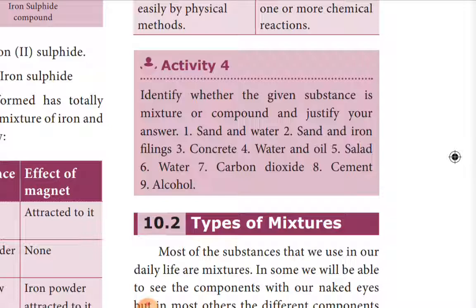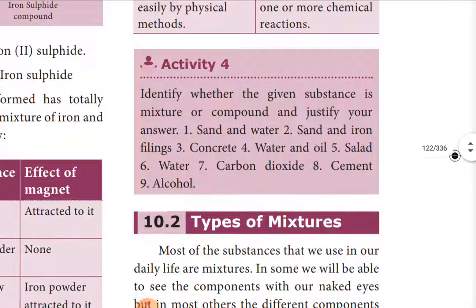Then salads are prepared using fruits or vegetables. Salads constitute more than one kind of element. There is no chemical combination between the substances present in the salad. So it is a mixture.